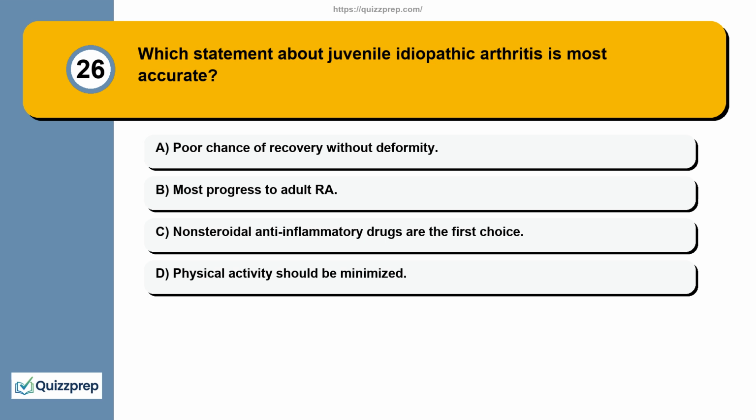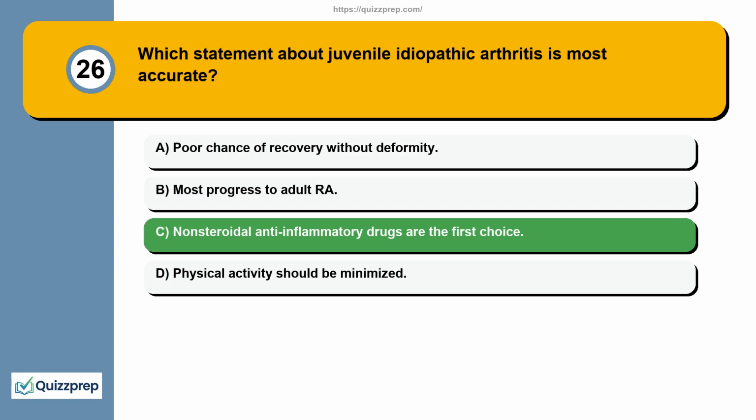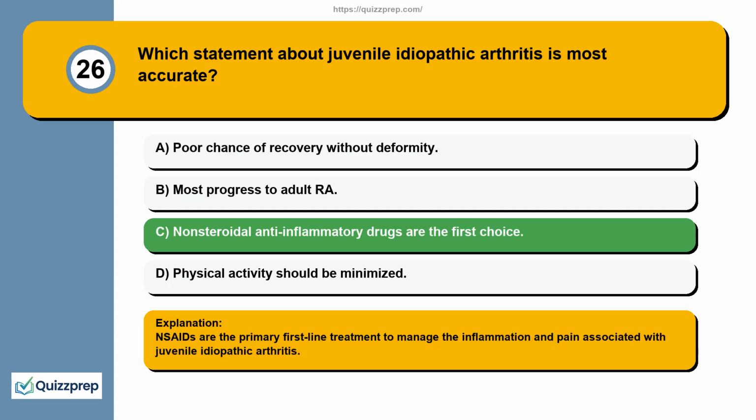Question 26. Which statement about juvenile idiopathic arthritis is most accurate? Poor chance of recovery without deformity. Most progress to adult RA. Non-steroidal anti-inflammatory drugs are the first choice. Physical activity should be minimized. NSAIDs are the primary first-line treatment to manage the inflammation and pain associated with juvenile idiopathic arthritis.